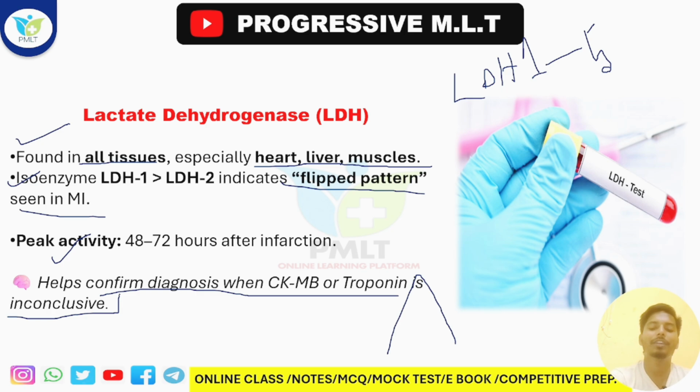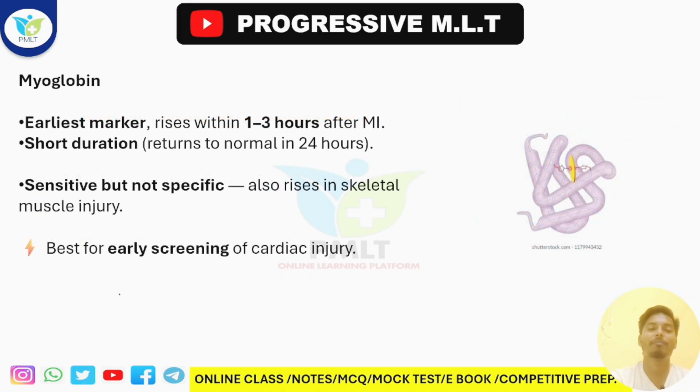Now I'm coming to another marker, that is myoglobin. It's not an enzyme, it's one type of protein. This protein helps supply oxygen, nutrition, and energy to the muscles. That is called myoglobin. It looks like and works like hemoglobin in the muscle. Got it? That is the earliest marker, a very early marker.